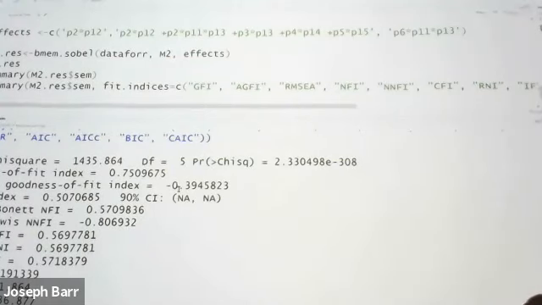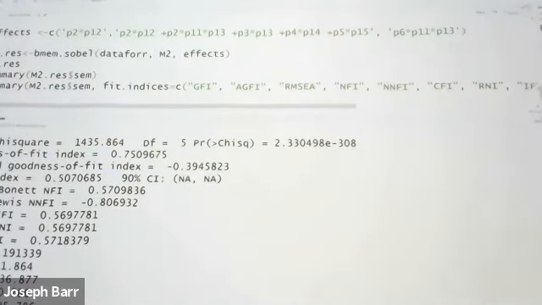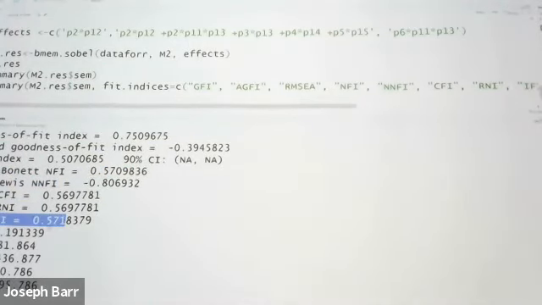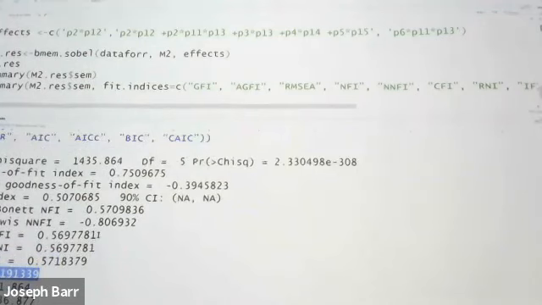You're right. Actually, it's not a good model, by looking at those numbers. GFI 0.7, AGFI negative 0.4, RMSEA 0.5. None of them are good. NFI, NNFI, and CFI, RMR, none of them is good.